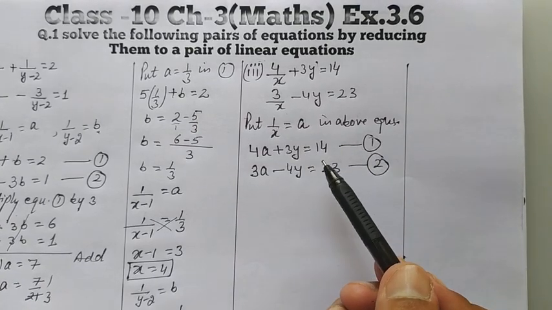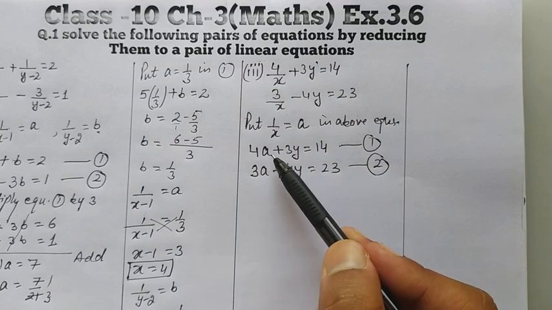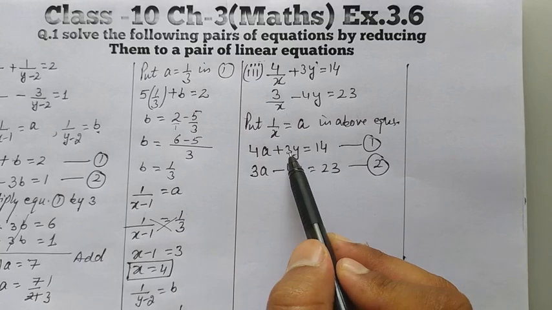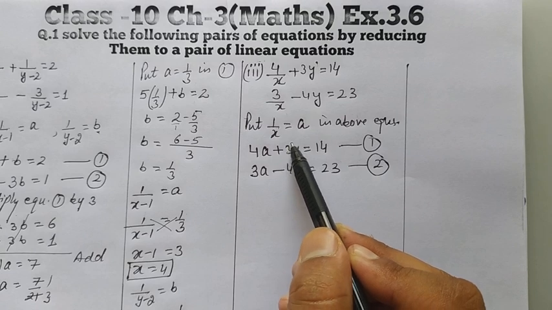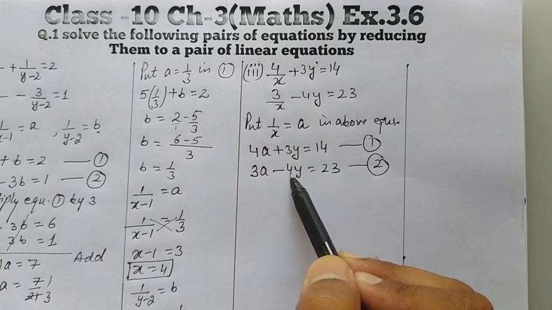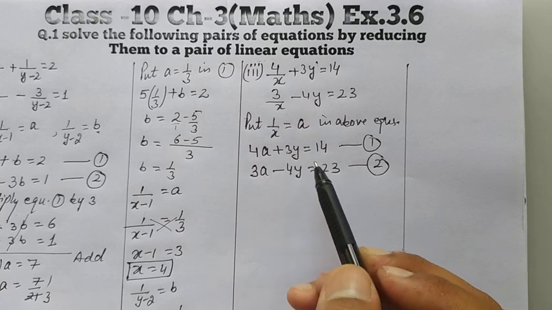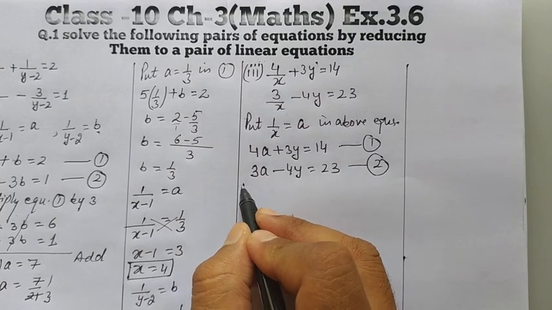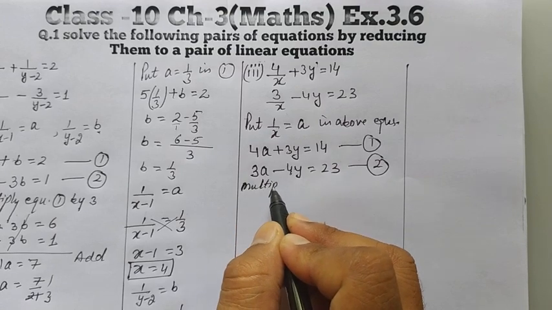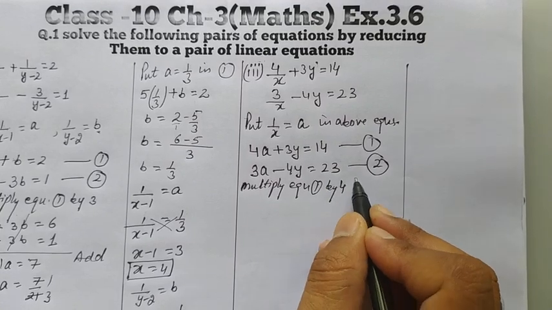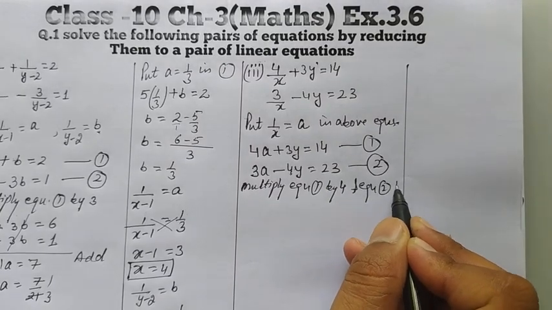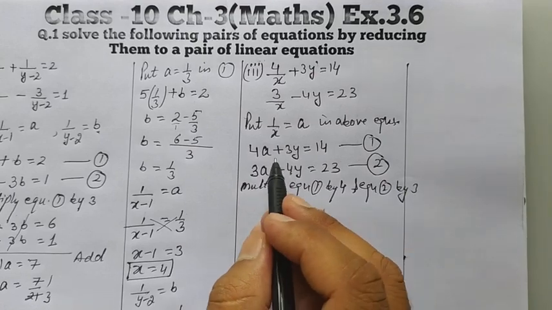So in the elimination method, what we do, we'll make the coefficient of either a or y same in both the equations. So if I multiply one equation by 4, I get 12y here, and this equation by 3, then I get here 12y. So the coefficients will be same, so I can do it this way. So multiply equation 1 by 4 and equation 2 by 3. So let's multiply by 4.